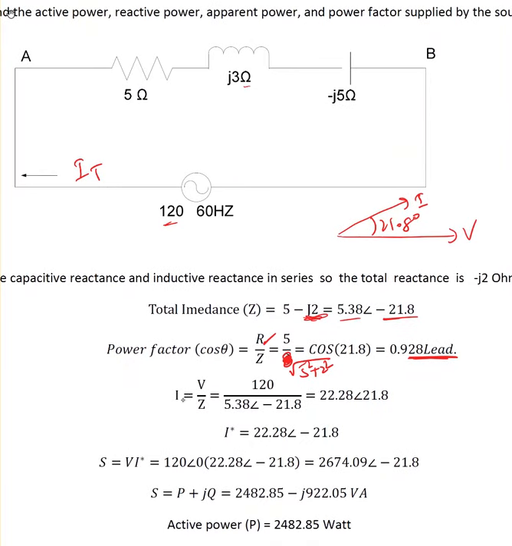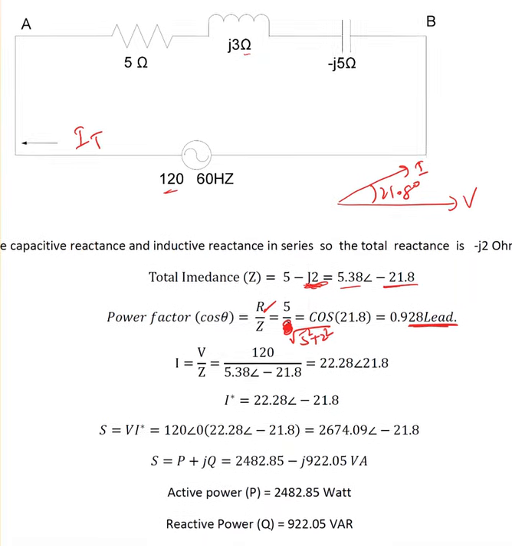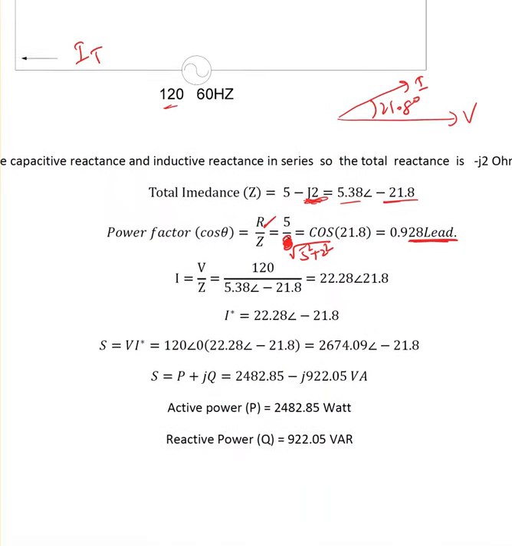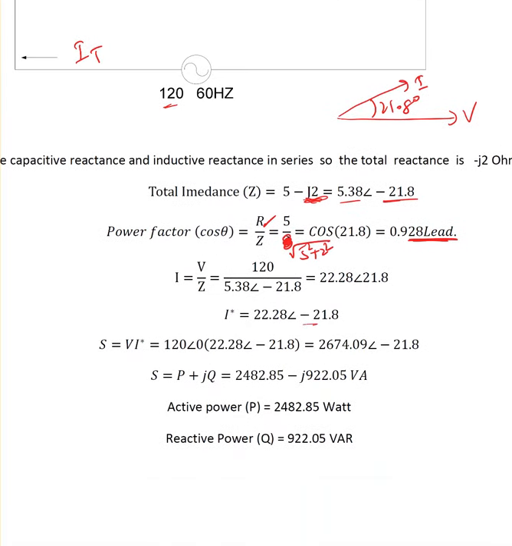Now here I found I equal to V over Z. V is 120 volts, Z is 5.38 at an angle of minus 21.8. So it is 22.28 at an angle of 21.8 degrees. I conjugate is, you will end up with a negative angle there. So I found the S value. Here also I made the same mistake. Please don't do that. I do not encourage that.